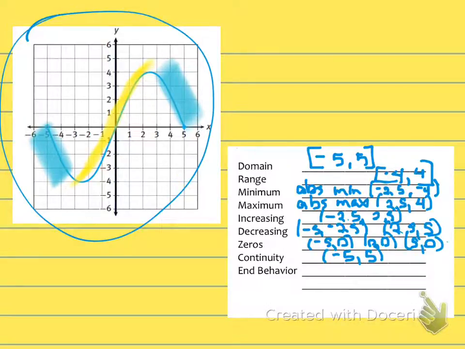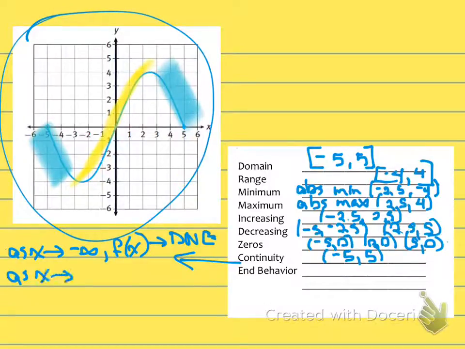And for the end behavior, I'm going to just put this over here so I have a little bit more room to write. As x goes to negative infinity, there is nothing going on. F of x does not exist, because this ends right there. And as x goes to positive infinity, f of x does not exist. This is just one piece of another function. This function only exists between negative 5 and 5, so there really is no end behavior.